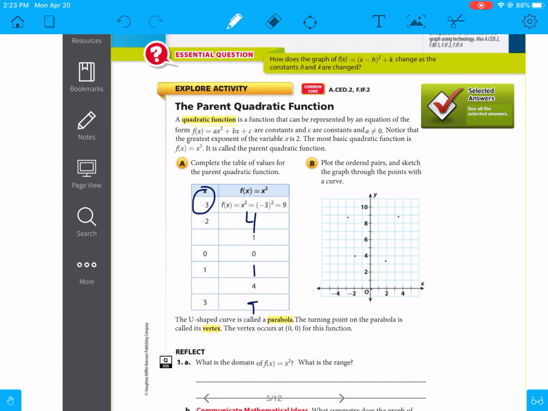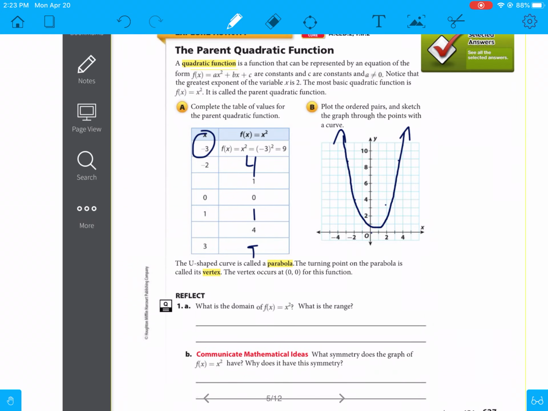Whenever you graph this, you don't want to have straight lines. You want it to kind of curve like that. So for number 1a, what is the domain? Remember, domain is your x values, so it's all real numbers, because your x values go on forever. Your y value is your range, so it's going to be all numbers greater than or equal to 0, because it's never going to go down this way. It's always going to go up with that graph.